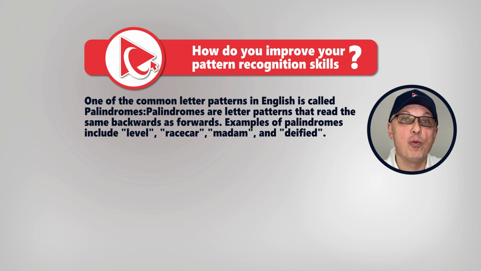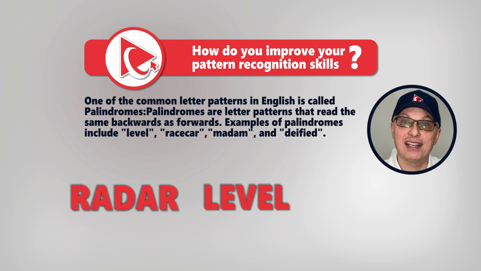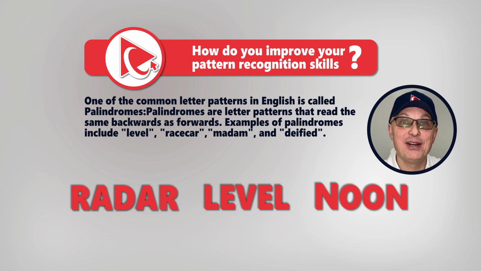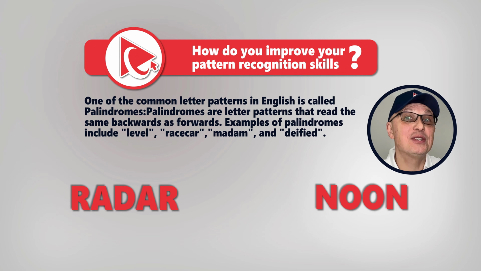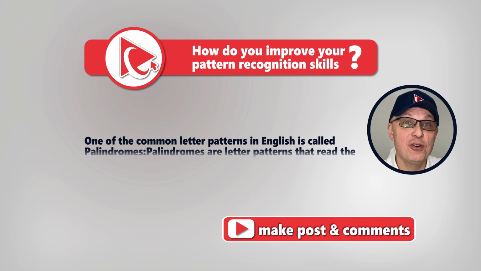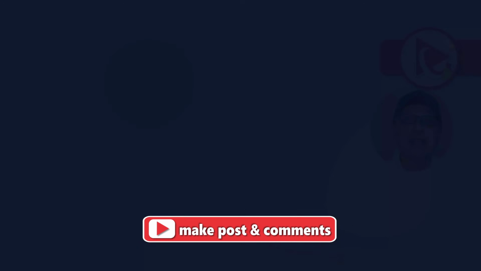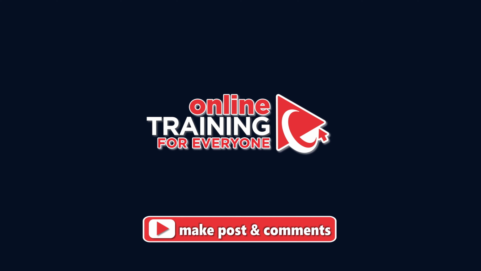For example, words radar, civic, level, race car, henna, madam, noon, pop, eve, kayak, rotator, stats, tenet, wow, and a lot of others. Do you know any other words, interesting palindromes that I didn't mention here? Please make sure to post them in comments so we can all learn.